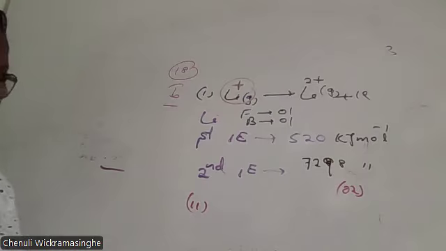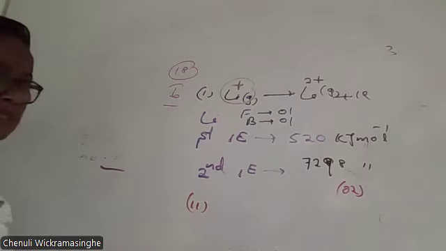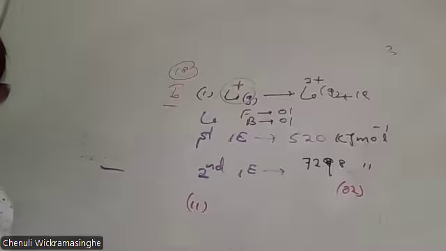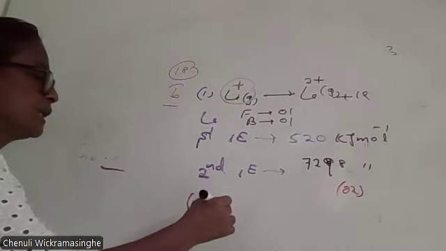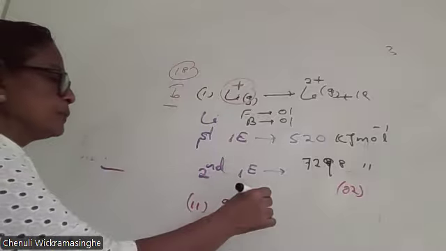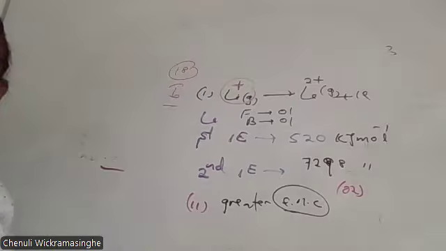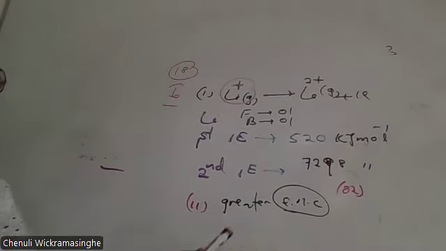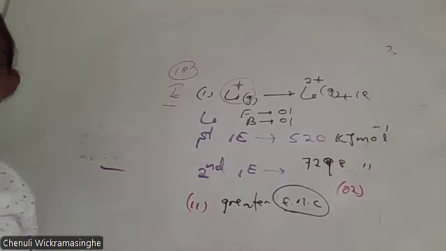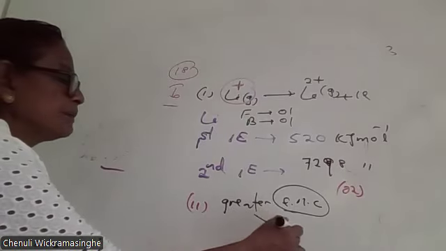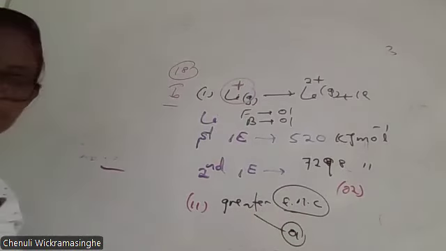So your first point should be: the second ionization is from an already positively charged ion with the greater effective nuclear charge. Greater effective nuclear charge because it is already positively charged, so the remaining electrons are strongly attracted. If you can mention that, it's 1 mark.